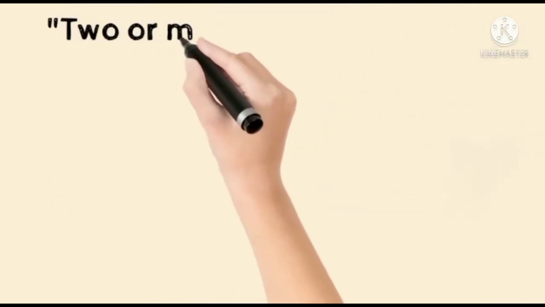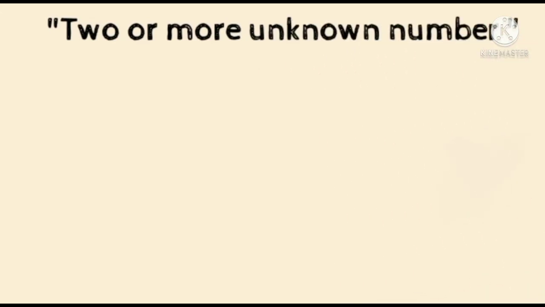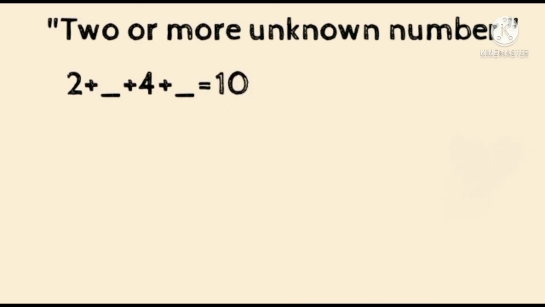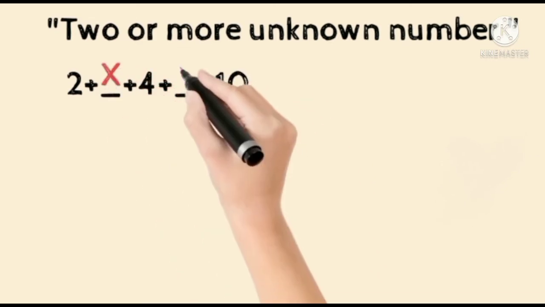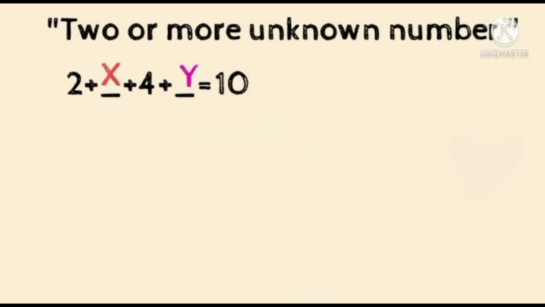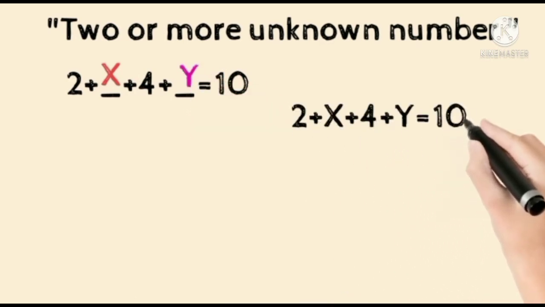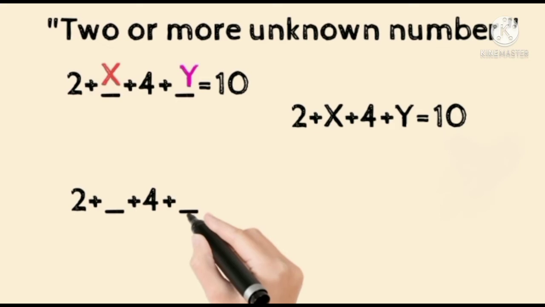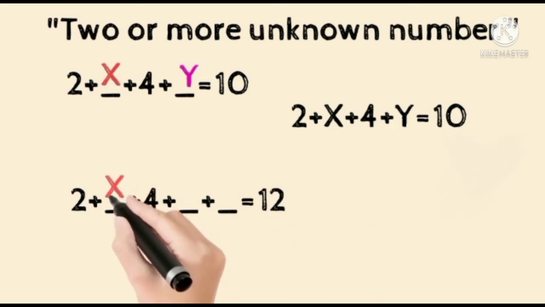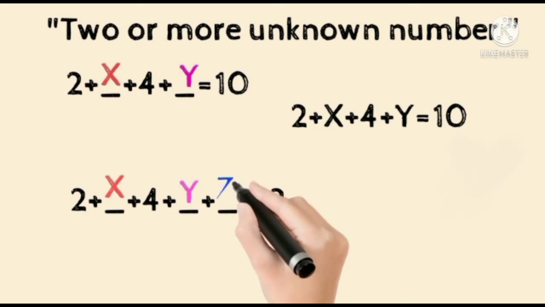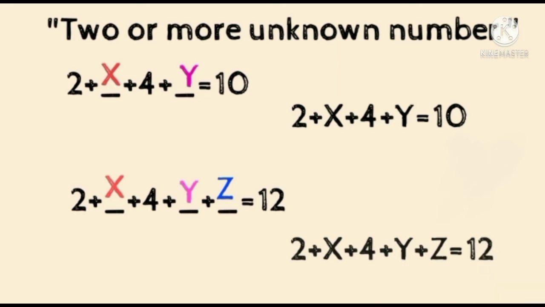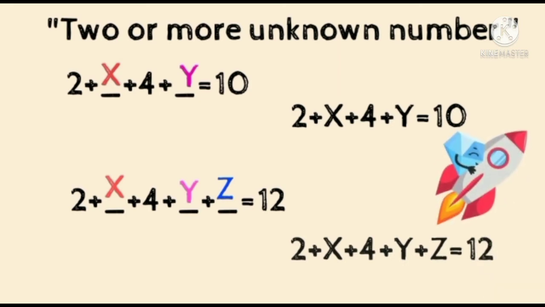So let's move to the next topic. Till now I've taken the example of only one unknown number. What if there are two or more unknown numbers? What do you write? First I'll fill the unknown number with x, next I'll fill the number with y. So together they can be read as 2 plus x plus 4 plus y is equal to 10. Let me take the example of three unknown numbers. 2 plus dash plus 4 plus dash is equal to 12. I'll fill the first unknown with x, next unknown with y, next unknown with z. So it is read as 2 plus x plus 4 plus y plus z is equal to 12.